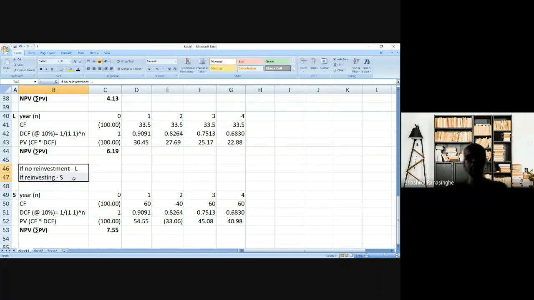This is the most important thing. You need to identify whether you are reinvesting or not. Depending on whether you are reinvesting or not, your choice will be different. Clear? Any questions?